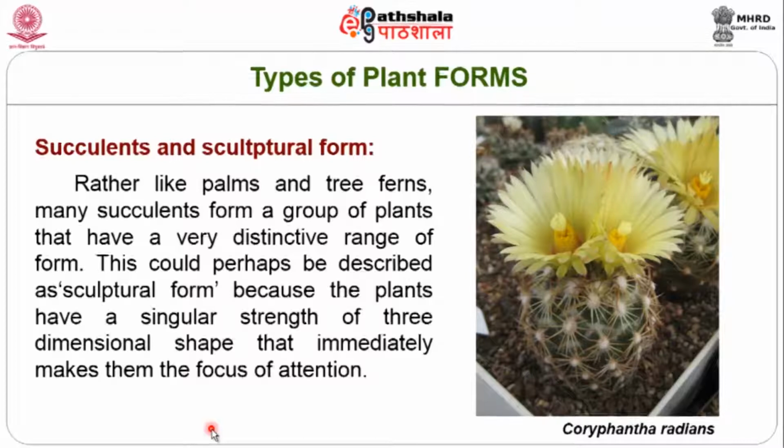There are also some plants or ferns kind of characters which form a group of plants. They have a very distinctive range of forms. So, this is what we could call the sculptural form, or in most cases these are also called succulents, because these plants have a singular strength of three-dimensional shape that immediately makes them the focus of our attention. So, if you can see the picture of this particular plant on screen, the Coryphantha radians, you can see how striking it is and the amount of detailing that is being exhibited with respect to the plant form itself.